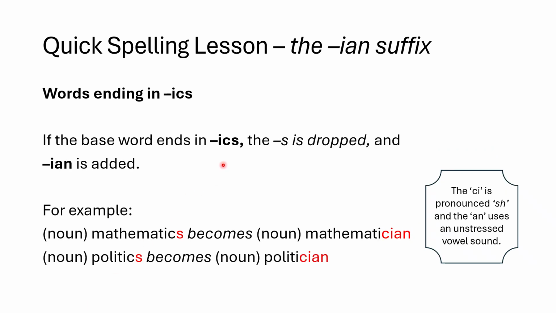If the base word ends in ICS, the S is dropped and IAN is added. In these examples, you can see the S in the base word is dropped and IAN is added to the end of the word. Mathematics becomes mathematician. Politics becomes politician. The CI is pronounced sh, and the AN uses an unstressed vowel sound.